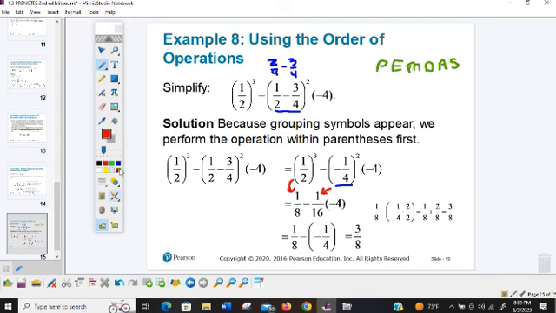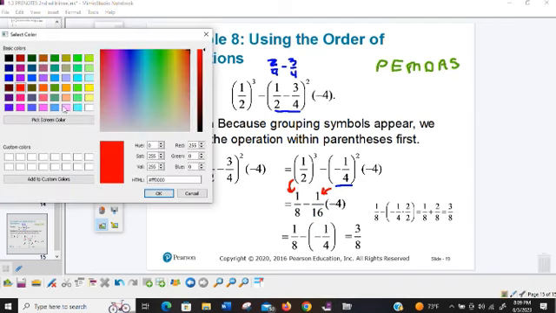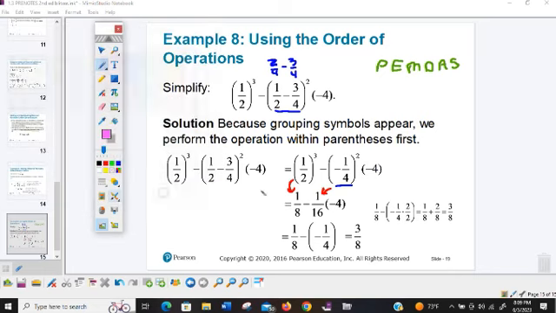What you do next is multiplication and division. We're going to do our multiplication and division from left to right. So right here we have multiplication. We are going to do 1/16 times -4. That ends up being -1/4. And then last we do our addition and subtraction from left to right. So then we're going to take and do 1/8 minus -1/4.